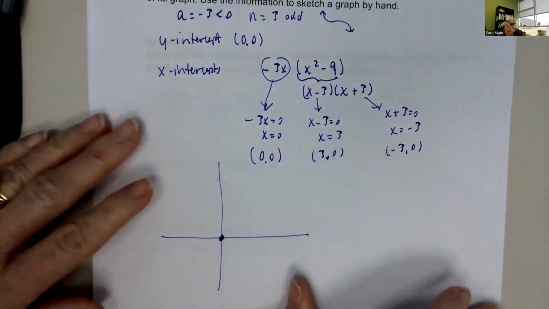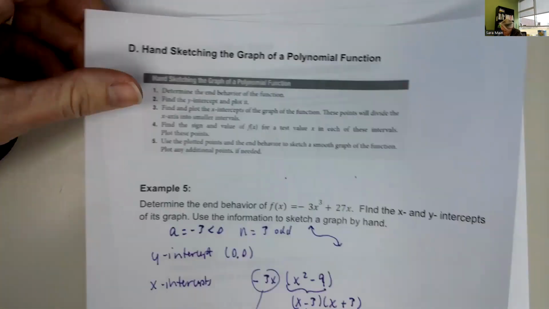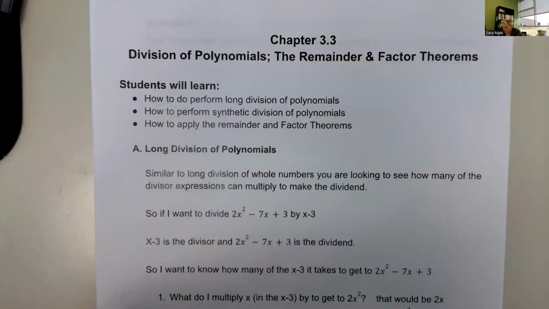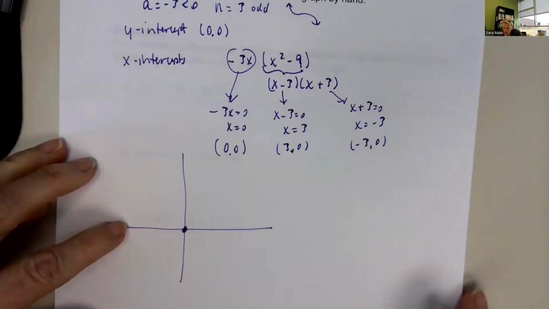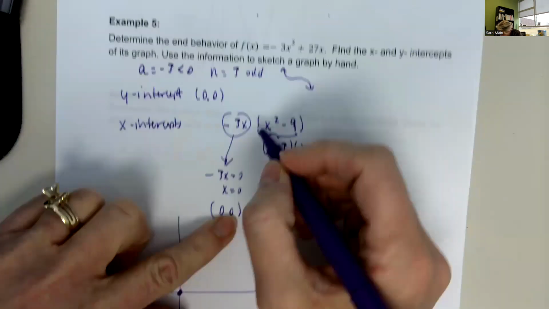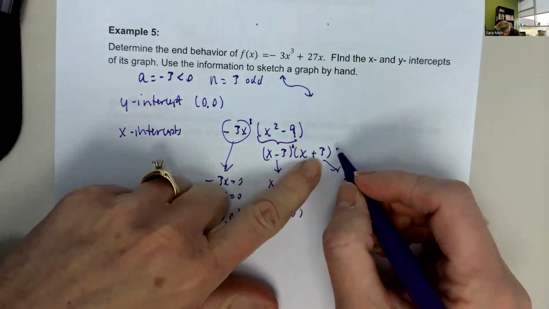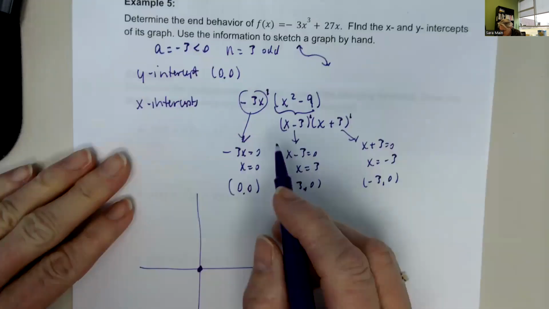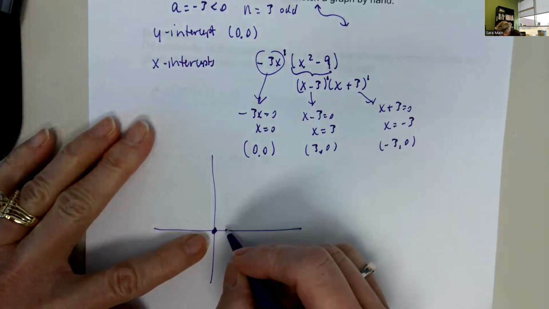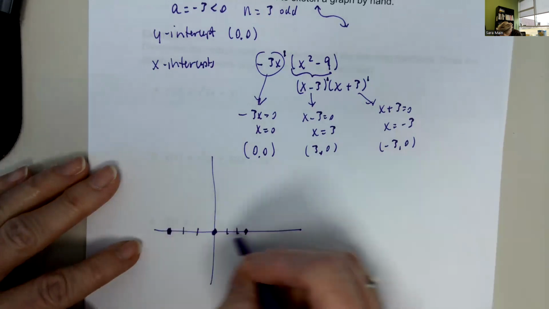And I'm going to just skip ahead to multiplicities. It's our next topic anyway. The multiplicities are how many times each factor occurs. So this x equals 0 only occurs once. Its exponent is 1. X minus 3 only happens once. It's only a factor once, and x plus 3 is only a factor once. So that means that each of these x-intercepts are going to cut through the x-axis. So at 1, 2, 3, and then 1, 2, 3, here's the negative 3.